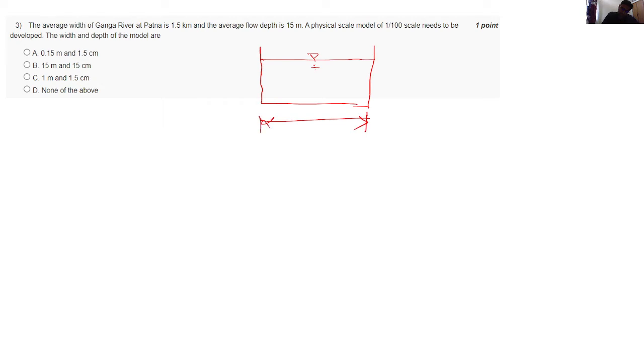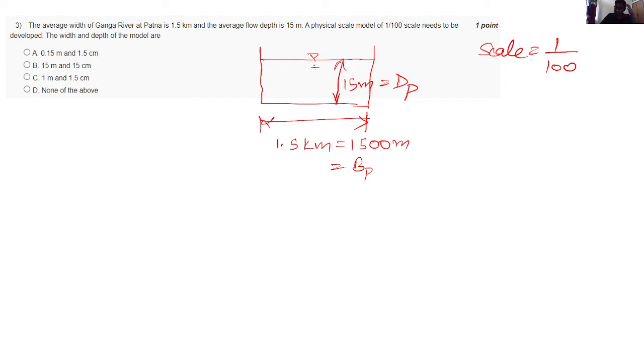The width of the channel, Ganga river at Patna, is 1.5 kilometer, which is nothing but 1500 meters, which is the prototype. So BP is the notation I'm using for it. The depth is 15 meter, which is the depth of the prototype, so I'm using the notation DP. And scale is given as 1 by 100. From our previous classes of fluid mechanics, we know that scale is nothing but the ratio of the model dimension to that of the prototype dimension.